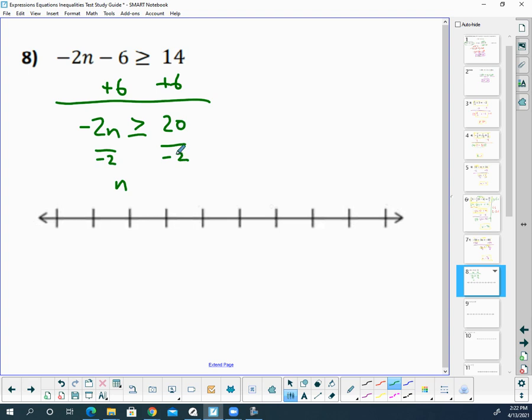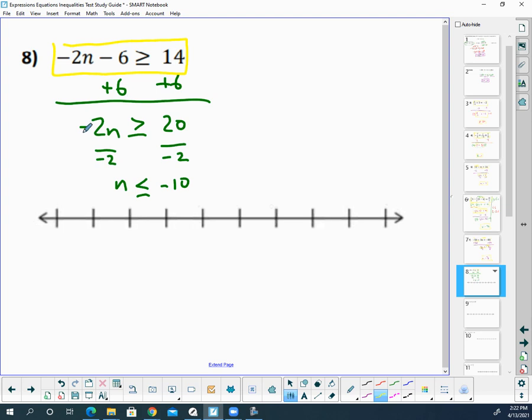So 20 divided by negative 2 is negative 10. And here's the important part. Because I divided both sides by a negative, I need to reverse the direction of the inequality. So the inequality goes from greater than or equal to, to less than or equal to. So that means here's my original inequality.